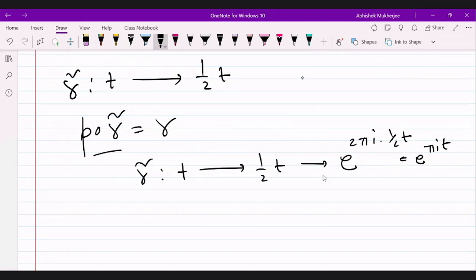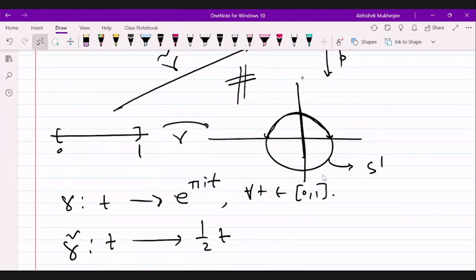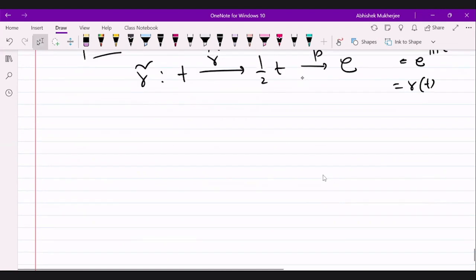So this is your gamma tilde, right? So this is your gamma tilde and this is your p. So therefore p composed gamma tilde is gamma. Okay. Now don't confuse with this one. You can take another one.